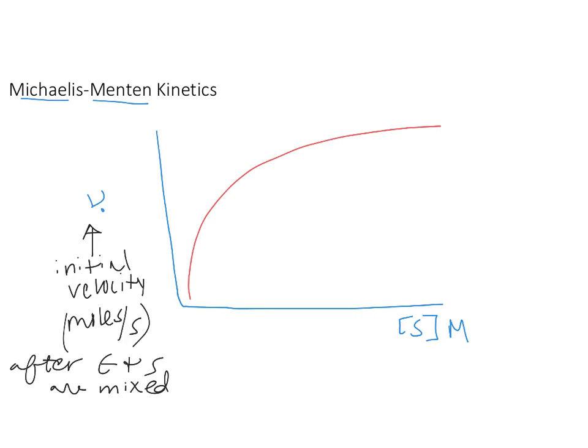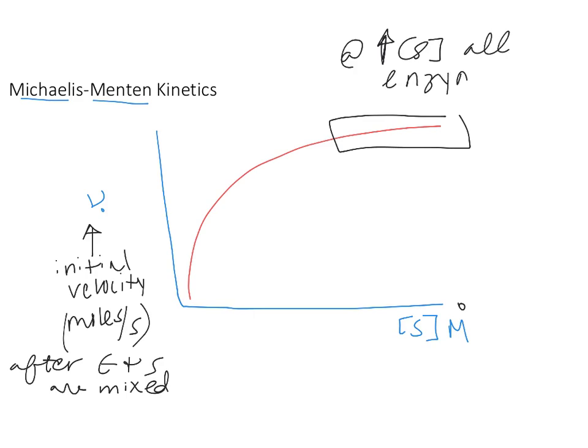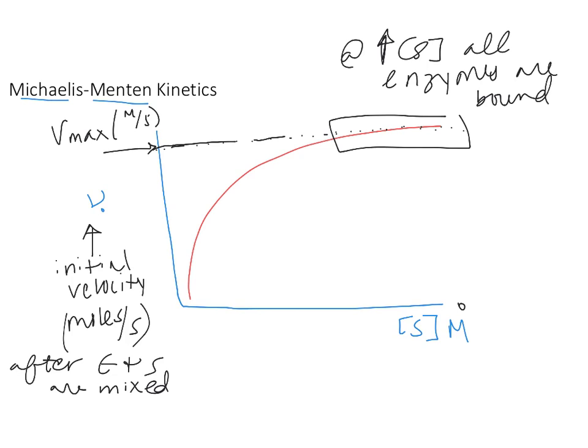Okay, this plateau right here represents, at high substrate concentration, all of the enzymes are bound. This value where it plateaus off, right here on the axis, is called Vmax, or the maximum velocity. So if you were to find the plateau and then figure out where that is, that is Vmax. Again, Vmax will be in some units of molar per second or moles per second.